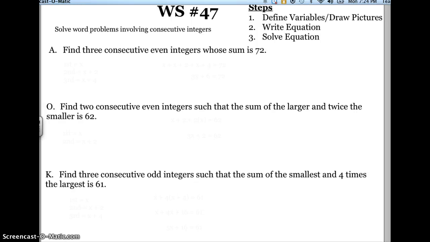Okay, Oak Rovers, this is going to be a video to help you with worksheet number 47. Now on worksheet number 47, you're going to be solving word problems that involve consecutive integers. Now just like before, we're going to follow a few steps.